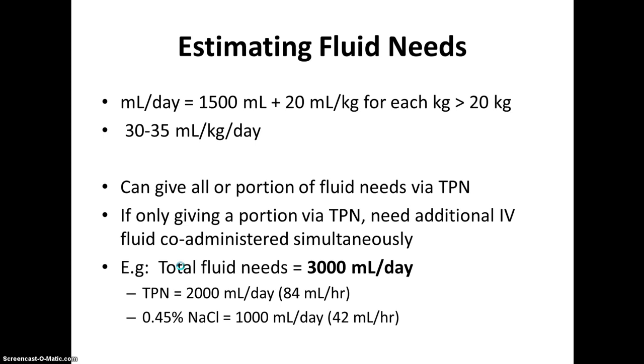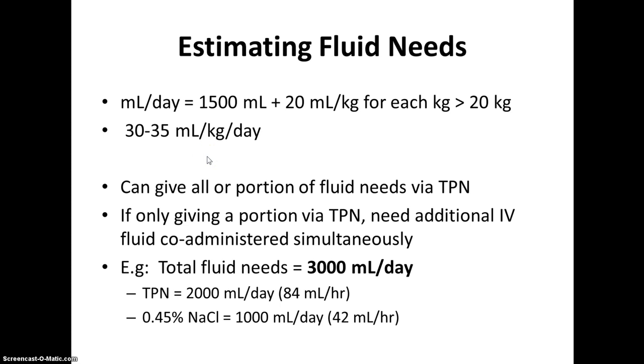Okay, just a quick note about fluids, how we estimate fluid needs, and there's multiple ways to do this, and this is fairly complicated as well. I'm going to give you a very simple way to just get you in the ballpark. So there's a formula, for example, for an adult, you could do 1,500 mils plus 20 mils per kilogram for every kilogram over 20 kilograms. A little bit easier way for me is to usually use 30 to 35 mils per kilogram per day. So this will come out to somewhere between 2,000 to 3,000 mils per day.